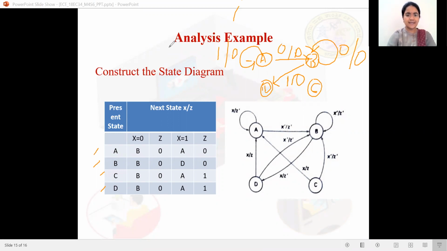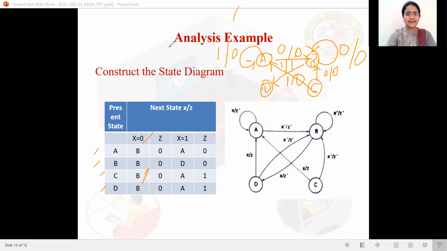Next, both the inputs, x is equal to 0 and x is equal to 1. When it is in state C and x is equal to 0, it goes to state B, and the output is 0. When it is in state C and x is equal to 1, it goes to state A, and the output is 1.